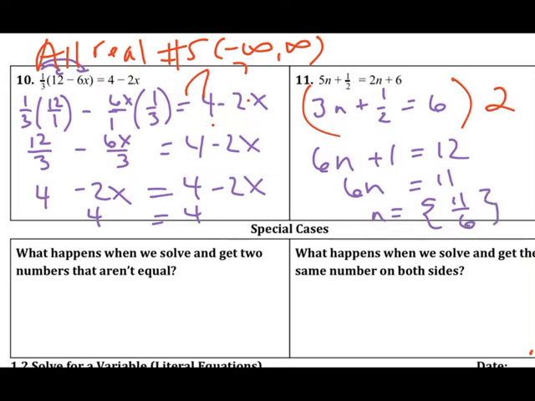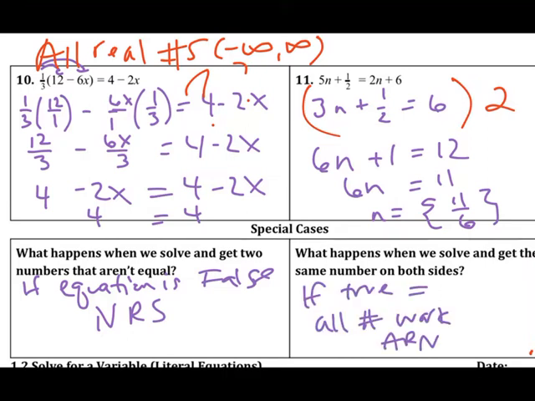To summarize those special cases, what happens when we get two numbers that are not equal? That would mean that we have an equation that is false, so there's not a single value of x that works, which means this would be no real solution. What happens when we solve and we get something that is true? If it's true and the left side equals the right side, then the solution is that every possible number could be plugged in and it would work. And that we can say all real numbers, which I'm going to say ARN for right now.